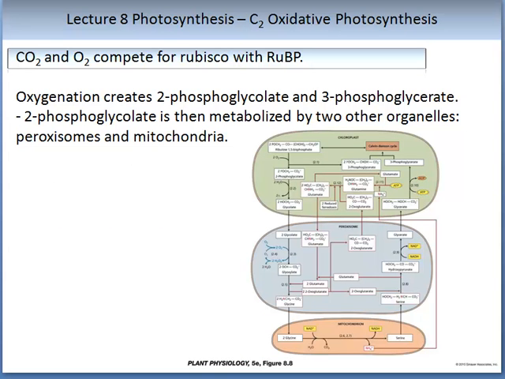So the CO2 and the oxygen compete for Rubisco with RuBP. This is known as the C2 oxidative photosynthesis. Oxygen creates 2-phosphoglycolate and 3-phosphoglycerate. 2-phosphoglycolate is then metabolized by 2 other organelles, the peroxisomes and the mitochondria. In the recommended textbook, Figure 8.8 describes the process about what happens in these 2 reactions.